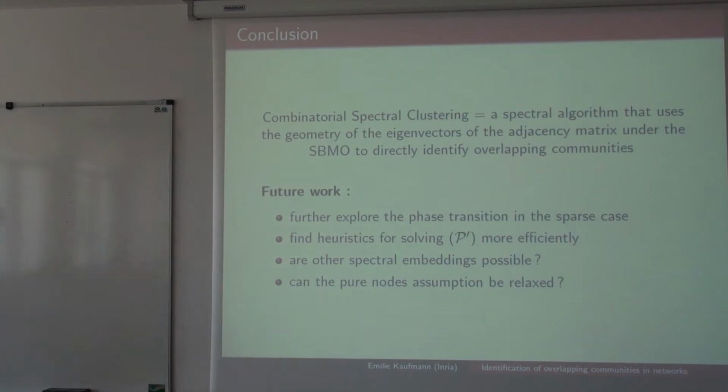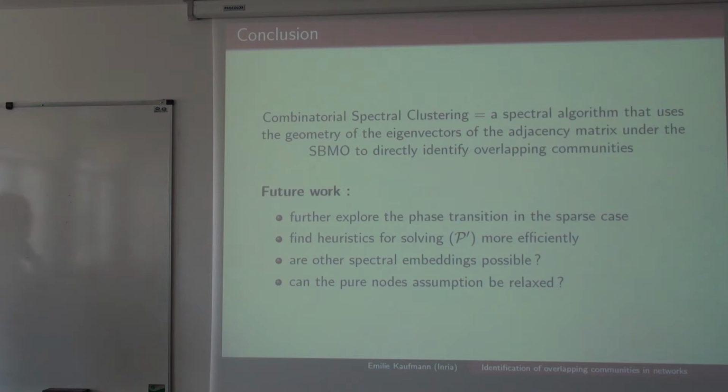So yeah, that's it. I showed you a new spectral method designed to find overlapping communities. I proved its consistency and showed its performance on real and simulated data. And there are plenty of questions raised by this work. One might be to explore a bit further this phase transition, which has been done a lot for non-overlapping community detection. Then there is the algorithmic issue of the problem P prime. We could come up with some heuristic to simplify the algorithm.